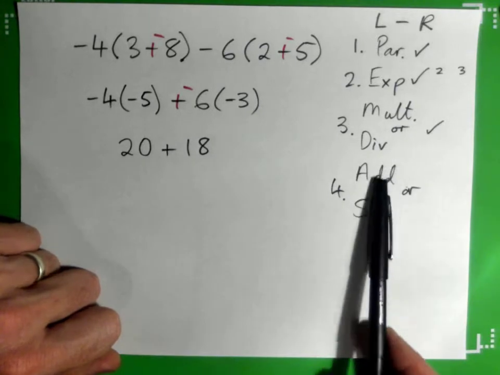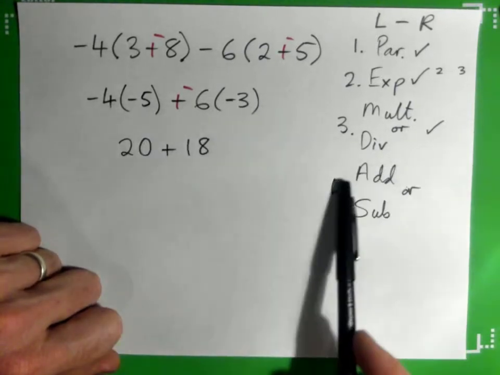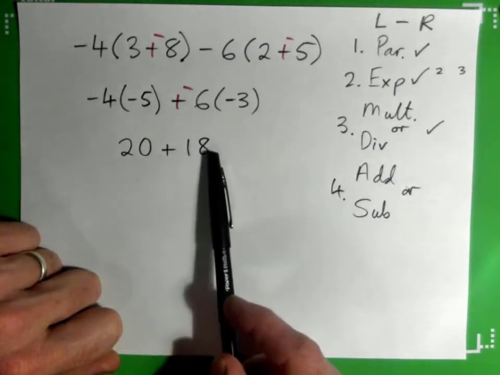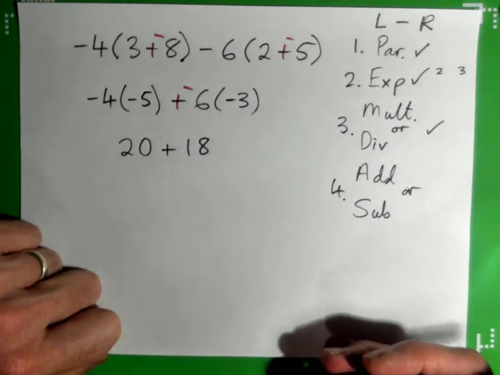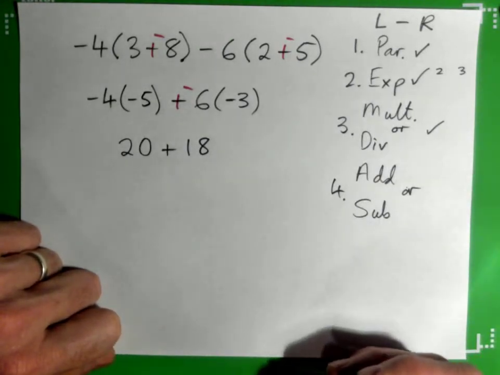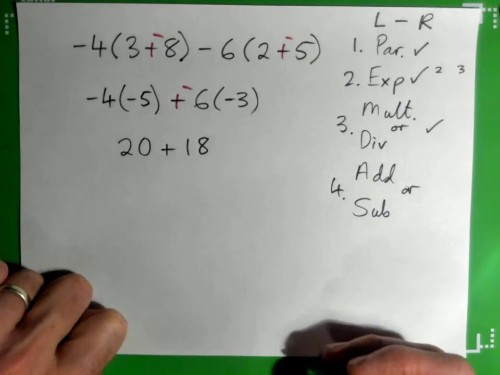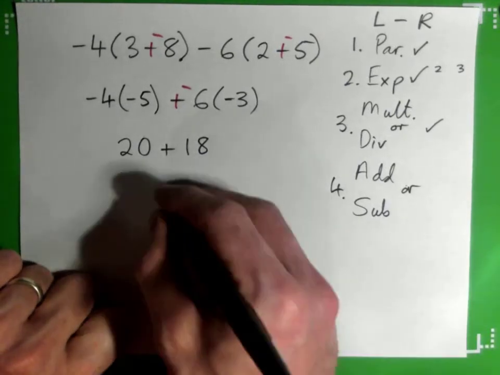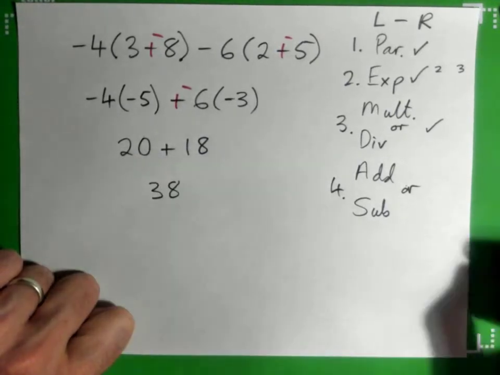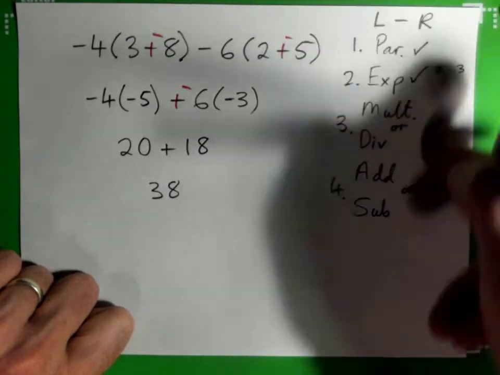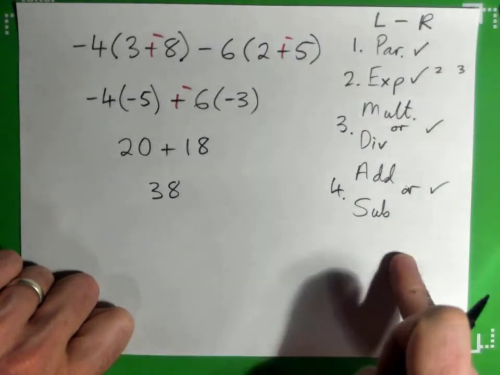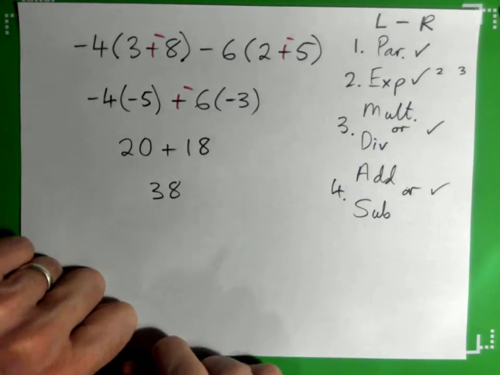And have we got adding and subtracting to do? Well, 20 plus 18. Yeah, 20 plus 18. And that gives us 38. Yeah. And so now that's done, right? And so we've gone through our order of operations and we've done everything. And that's our answer. That's correct.